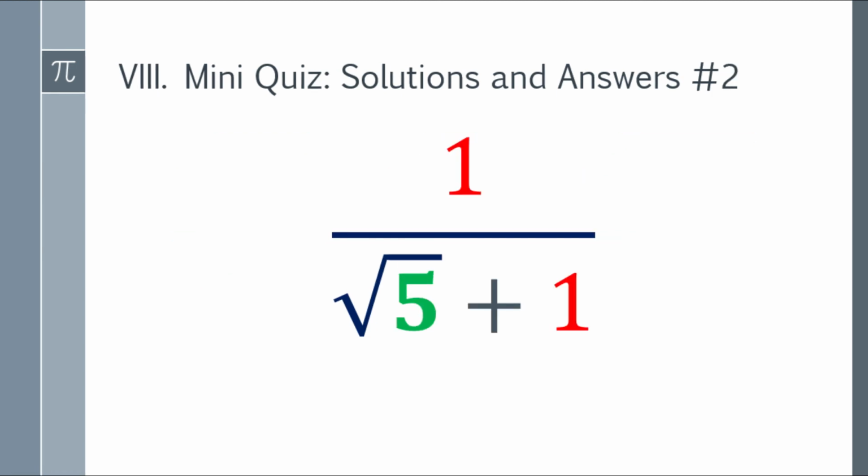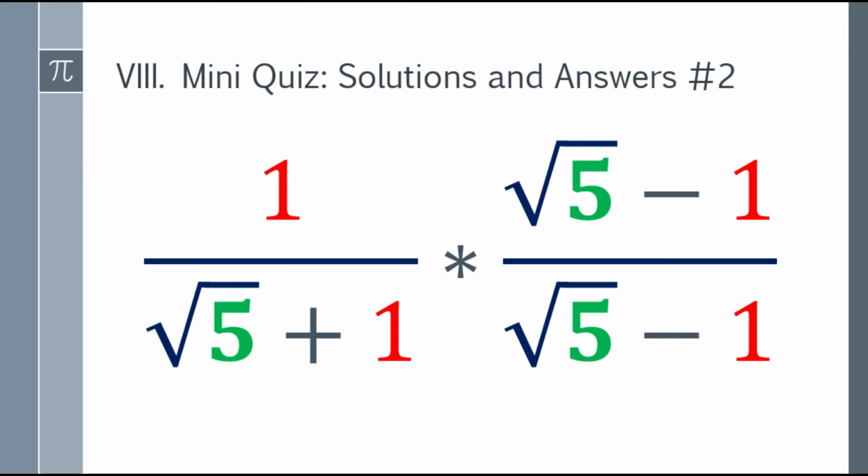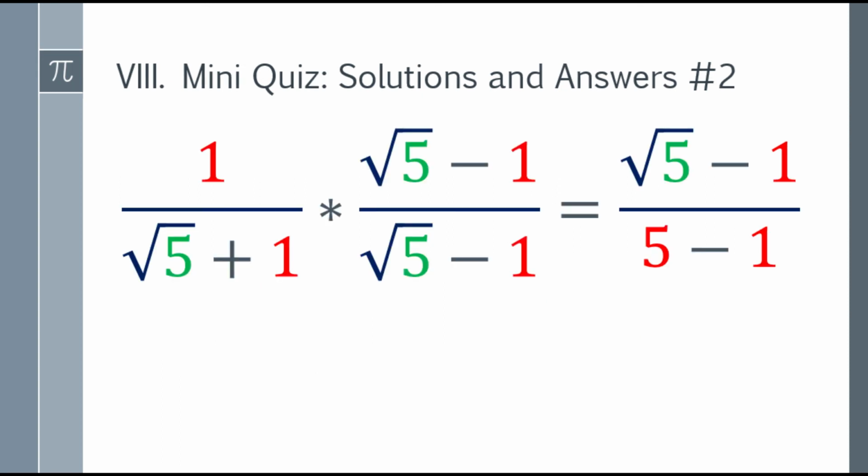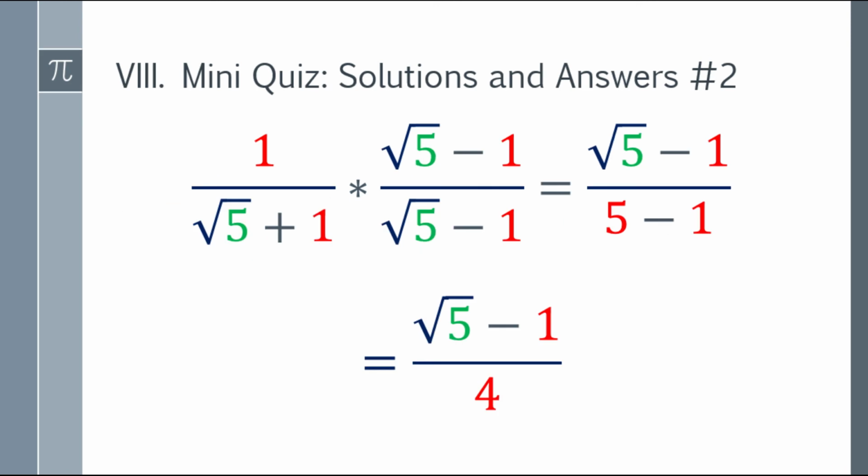How about question number 2? We have 1 over the square root of 5 tapos plus 1 tayo. So multiply with the conjugate. So that will be multiply mo sa square root of 5 minus 1. Same with the denominator. Simplify it, that will be square root of 5 minus 1. And sa denominator naman, that will be 5 minus 1. And the final answer, sa numerator part, that will be square root of 5 minus 1. At sa denominator naman, that will be 4.